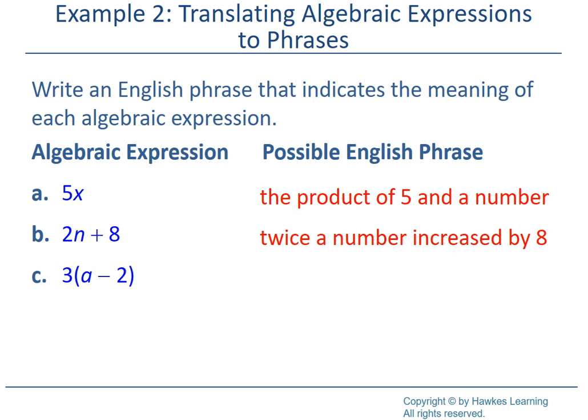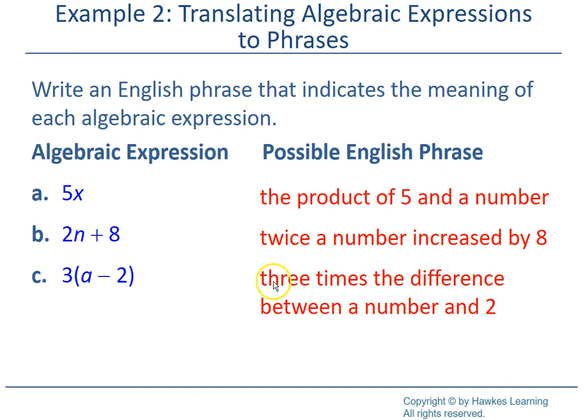Think about this one for a moment. Pause the tape if needed. Can you see that this, in parentheses, is the difference between a number and 2? And then 3 times that. So 3 times the difference, sort of like a sum, but in this case difference implies a minus or negative sign. 3 times the number and the difference between a number and 2. Hit that one right on the head.